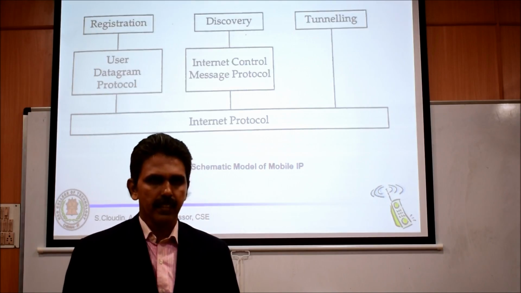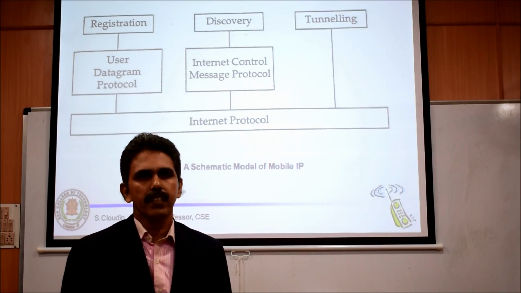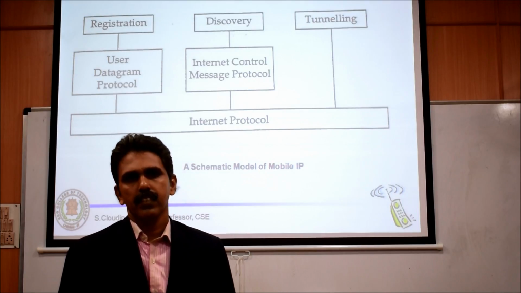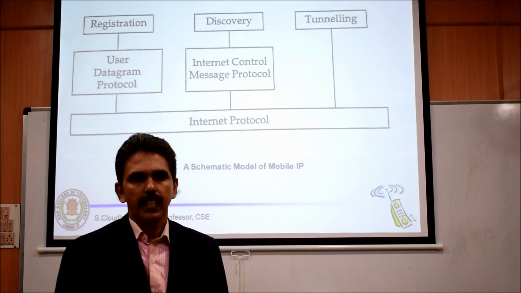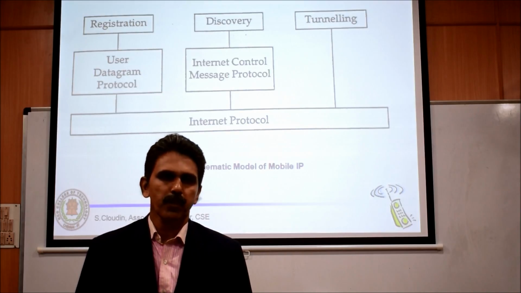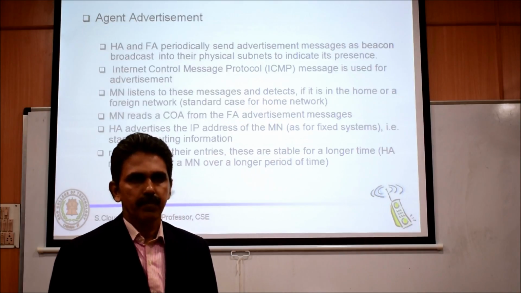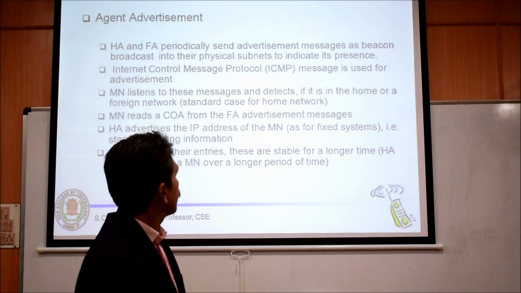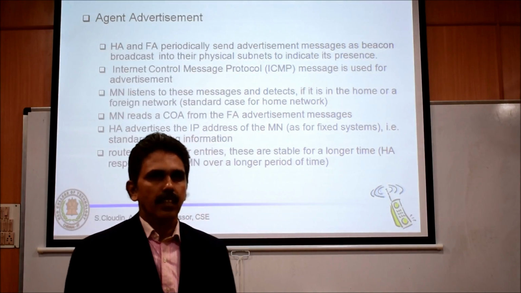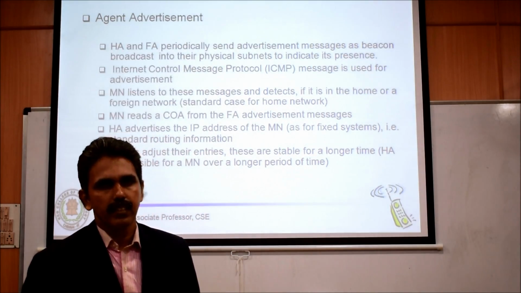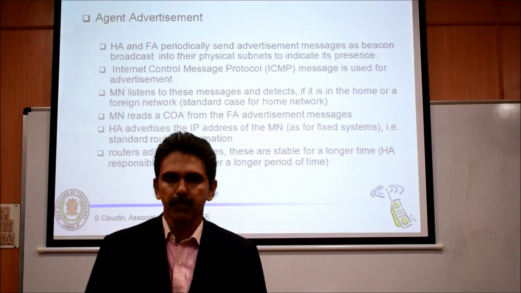For registration, we use UDP, the User Datagram Protocol. For the discovery of the devices, we use ICMP, the Internet Control Message Protocol, and we have the important concept called tunneling. Okay, here we are discussing the concept of discovering the care of address. The main thing is agent advertisement.